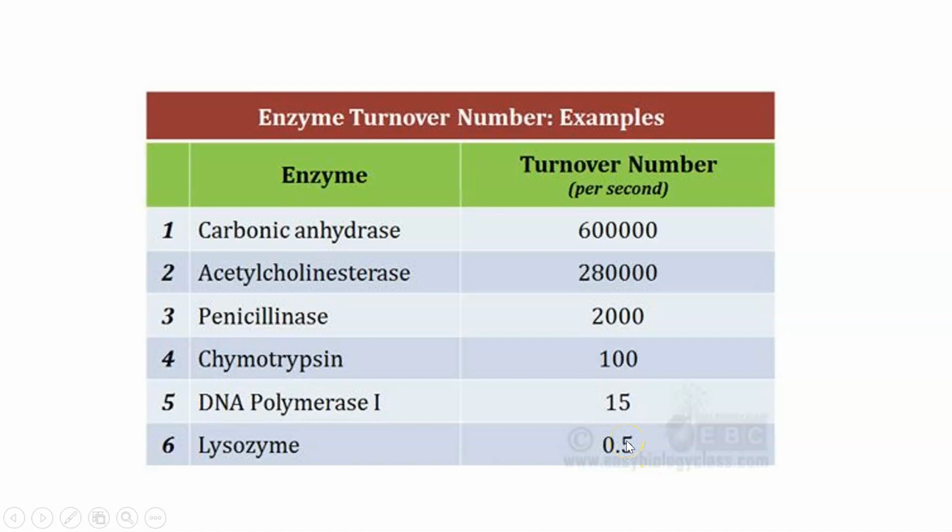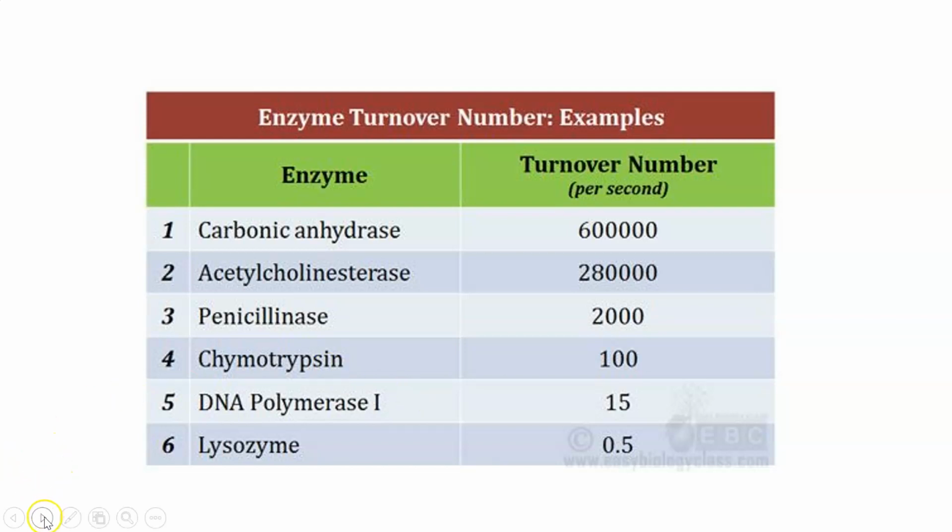Now, there's a physiological reason for that, which I'll talk about in a few minutes. But let's just take it at face value at the moment. We can say that carbonic anhydrase is one of the quicker enzymes in this list. It can turn over 600,000 molecules of product compared to lysozyme, which can only turn over 0.5. So it would require 2 seconds just to turn over one molecule of product for lysozyme. So Kcat is a useful parameter, but Kcat over Km is a much more useful parameter when we're looking at the overall velocity of the reaction.